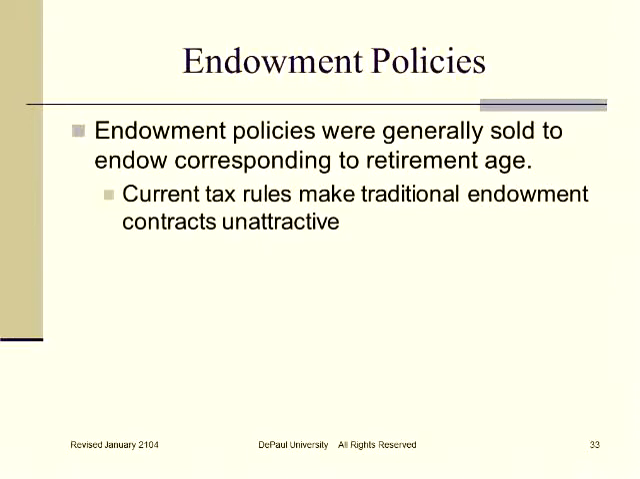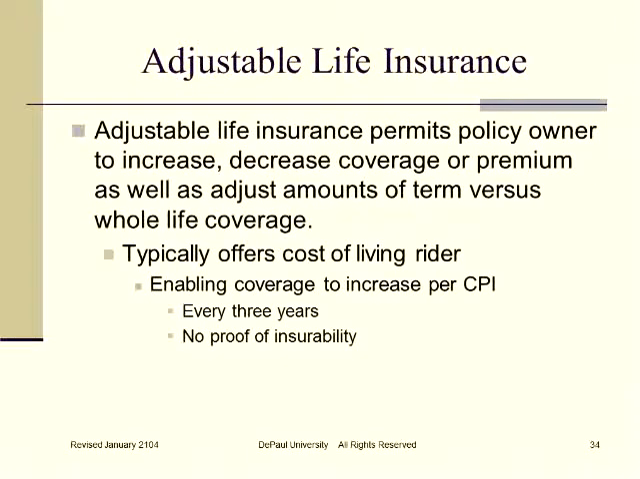Slide number 35. Adjustable life. Adjustable life permits the owner to increase or decrease the coverage and the premium as well as to adjust the amount of term versus whole life. It typically is a rider and it lets you adjust things without proof of insurability.